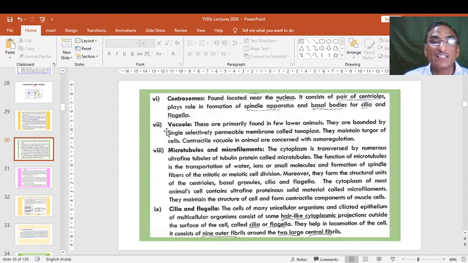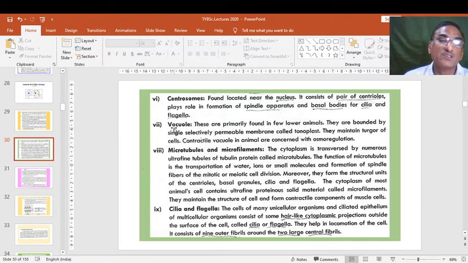The seventh cell organelle is vacuoles. These are primarily found in a few lower animals. They are bounded by a single selectively permeable membrane called the tonoplast. They maintain turgor of cells. Contractile vacuoles in animals are concerned with osmoregulation.